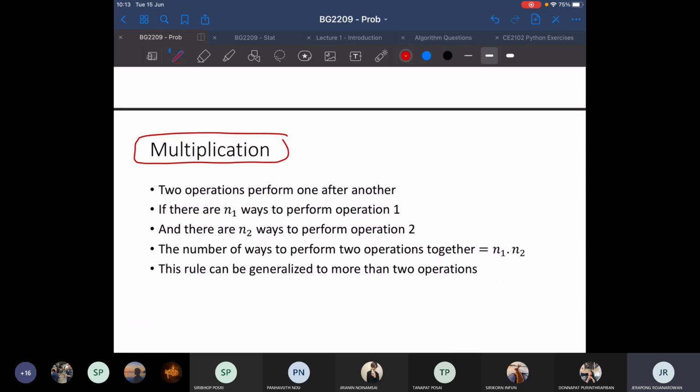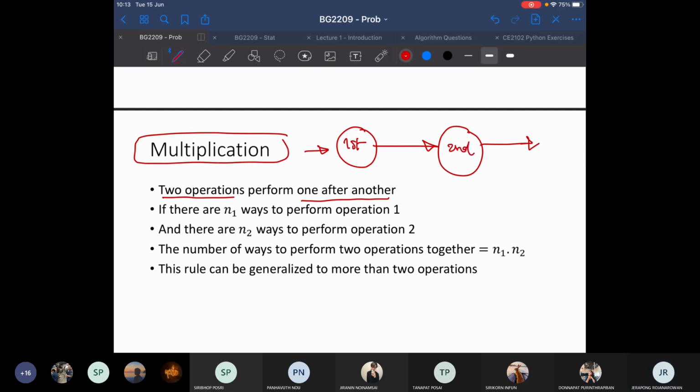Multiplication is gonna go like this, and we assume that you are doing two operations. You are doing this one after another one, right? Okay, it's gonna look like this. You are doing the first operation and the second operation. If you can do the first operation in n1 ways, you have n1 ways to do it, and you have n2 ways to do the second one. Therefore, the total number of ways is gonna be n1 by n2.